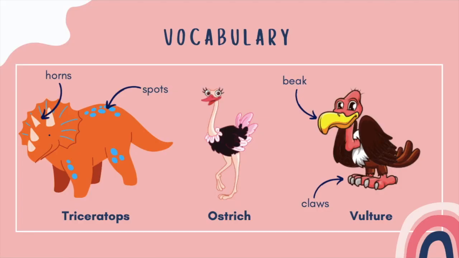Next, let's look at some words that you need to learn throughout this part 2. Let's follow. Triceratops. Triceratops has spots and horns. Many horns. Next, ostrich. This is an ostrich. Vulture. Vulture has claws and beak.